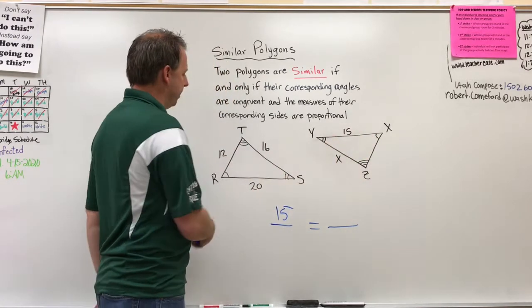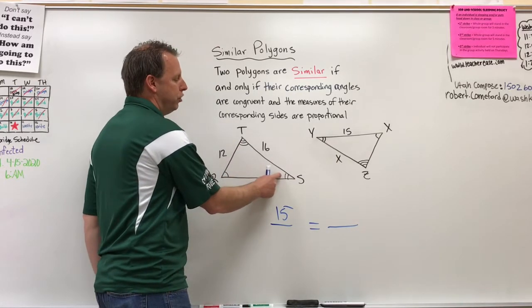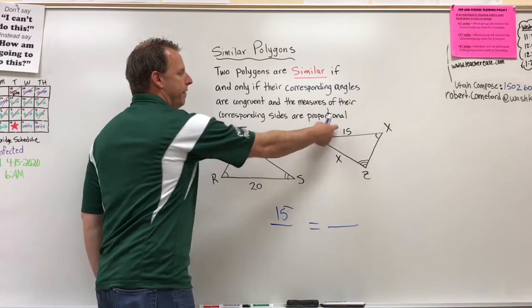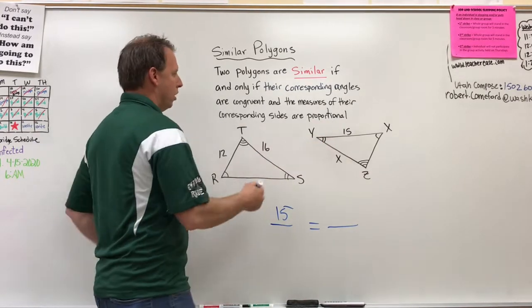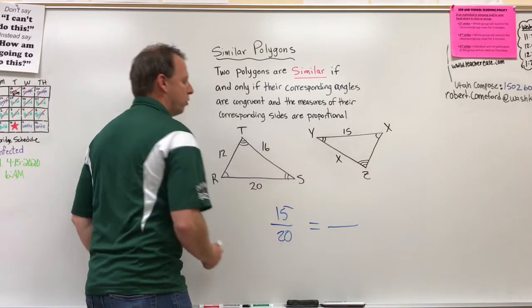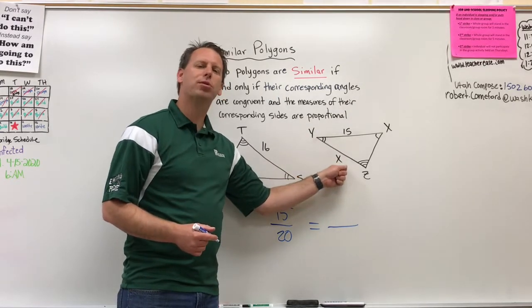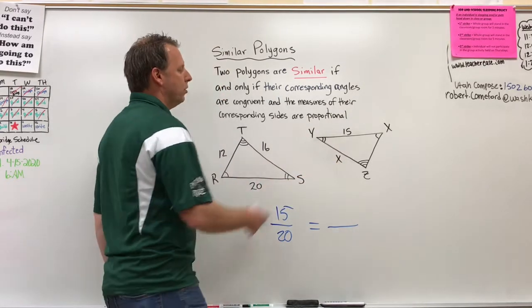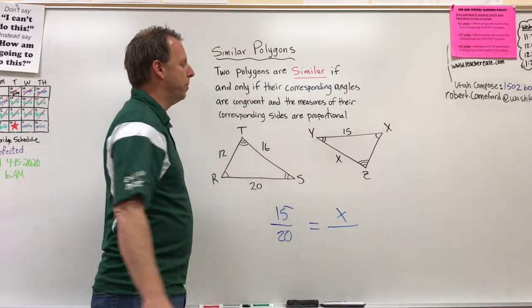So I come over here and I find the side that's between the angle with the 1 arc and the 2 arc, that's the 20. 15 on this one matches up with 20 on this guy. And so I'm going to do 15 over 20, corresponding sides. And then I am solving for x, so definitely I need to use that. And so I'm going to pick this side x and match it up with his corresponding side over here.